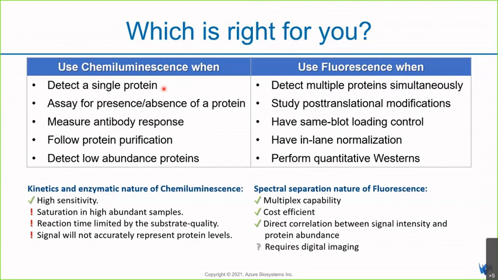But it will be best to use Fluorescence Western if you want to detect multiple proteins simultaneously, especially for two or more proteins that are sitting at the same location and cannot be separated by gel electrophoresis. And Fluorescence Western also gives you better quantitation power in terms of counting the relative expression between two or more groups.